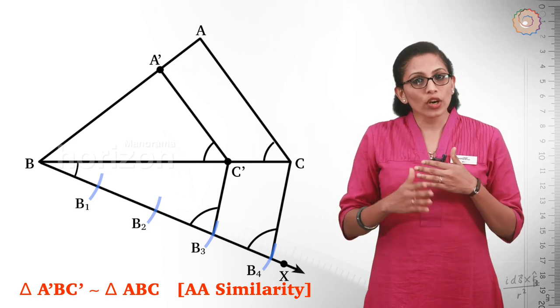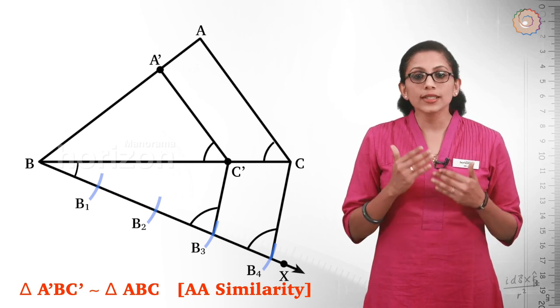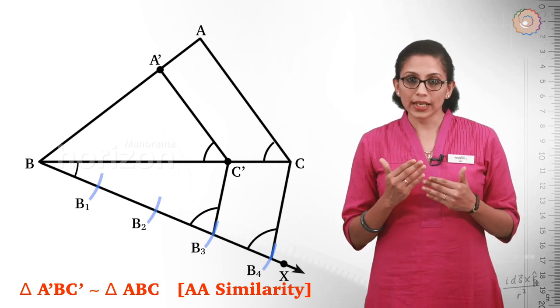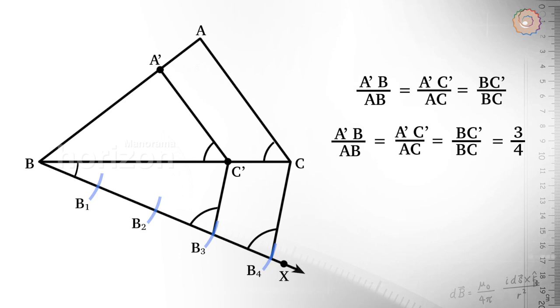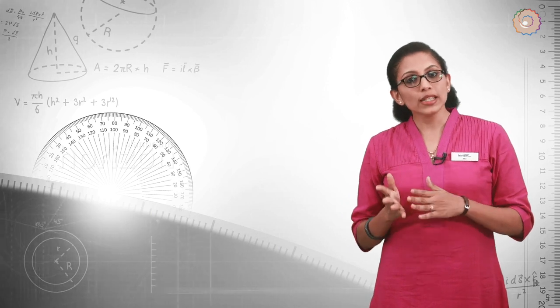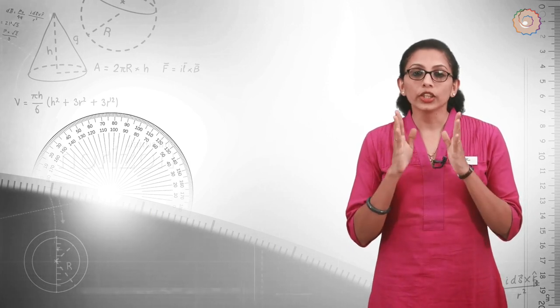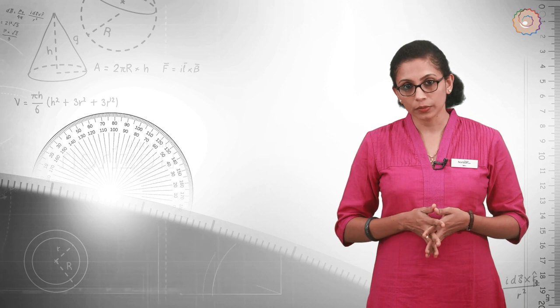Now, since the corresponding sides of similar triangles are in the same ratio, we can say A dash B by AB is equal to A dash C dash by AC is equal to BC dash by BC. So, again we can write A dash B by AB is equal to A dash C dash by AC is equal to BC dash by BC is equal to 3 by 4 from equation number 1. Hence, justified. Next, we will see the second case when the scale factor is greater than 1.